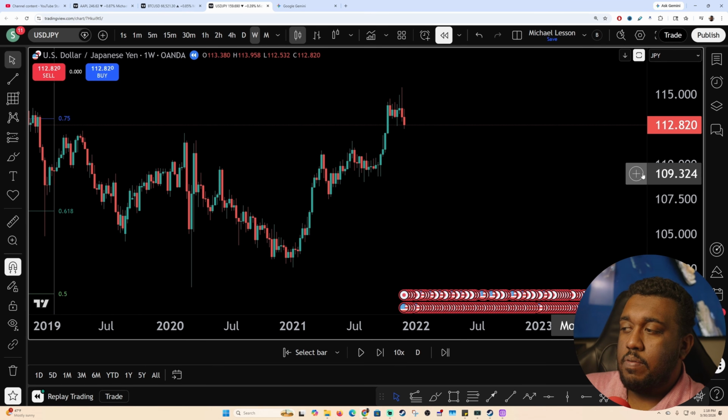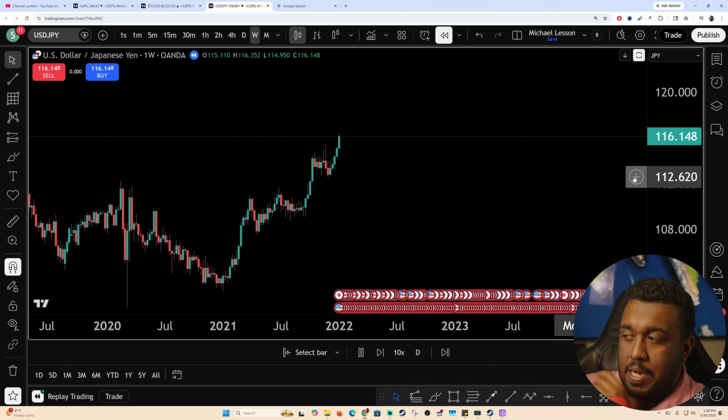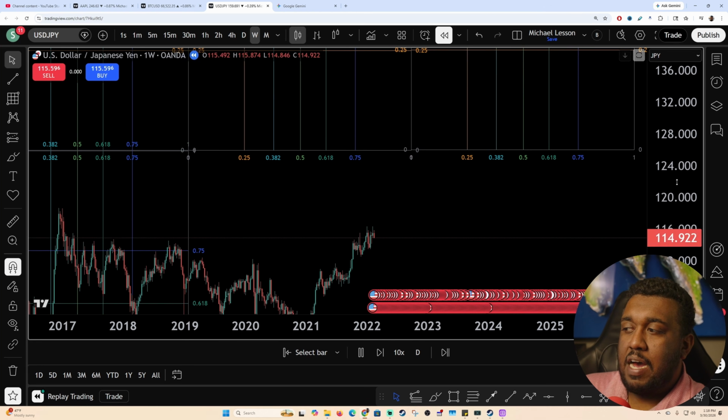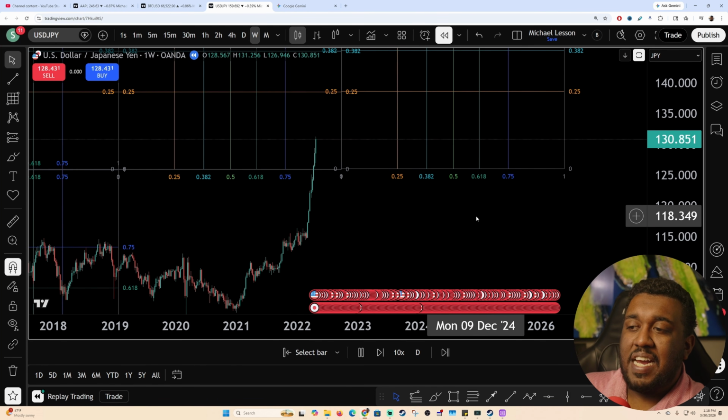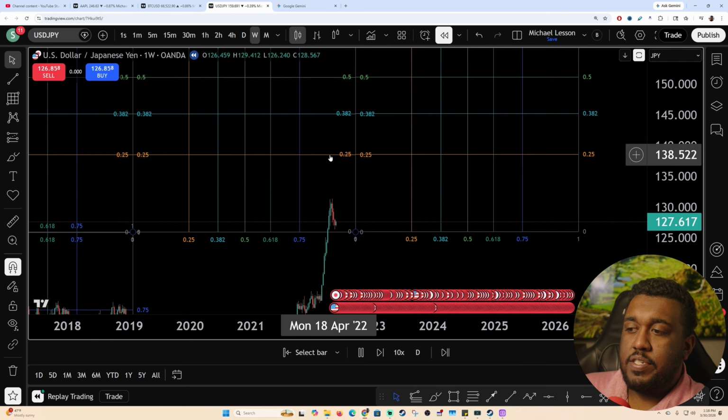So hit auto, 10x speed, because it's a weekly chart. It's going to take a minute. And we're kind of just watching to see how this played out in the future. That way you guys can kind of understand how precise it is, right? Because we haven't reached any one of these levels yet.